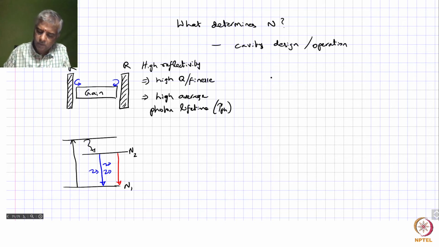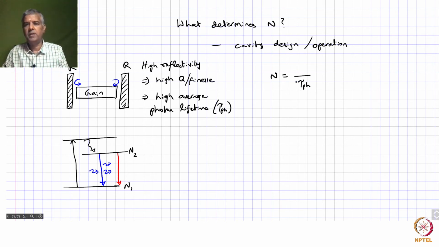So, you can write an expression for the spontaneous emission, which has an inverse dependence on the photon lifetime. Larger photon lifetime corresponds to a high finesse cavity, in which more stimulated emission is happening. So you have a lesser probability of spontaneously emitted photons.